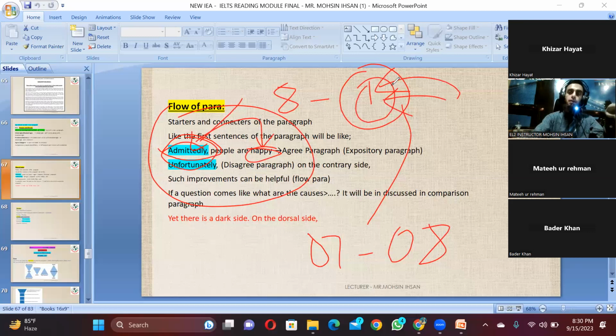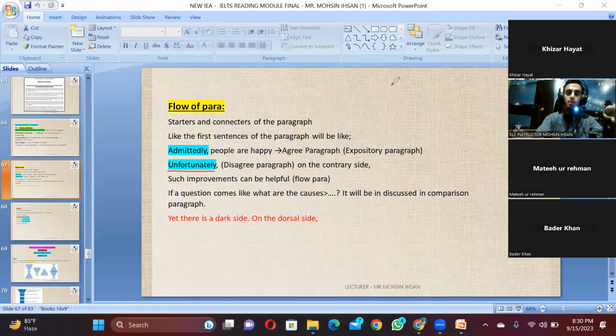But if the words "regrettably" or "unfortunately" are there, and a sentence starts with this kind of word, it means some negative idea is going to be shared in this very paragraph. It might be following a disadvantage or drawback, something like that, right?